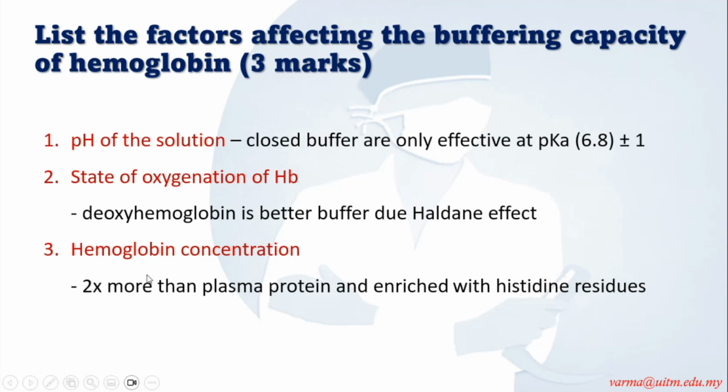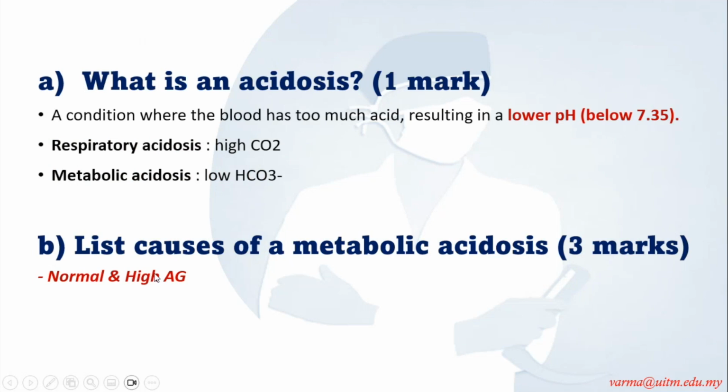Okay. Next, we go to acidosis. We talked about acidosis versus alkalosis. So for the definition, you have to say a bit more. You cannot simply say it's lower pH alone. So respiratory acidosis, high CO2, metabolic acidosis, low bicarb.